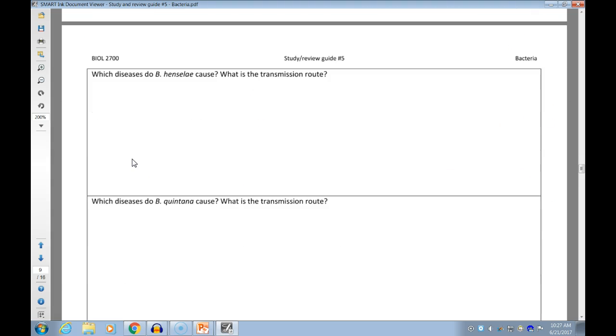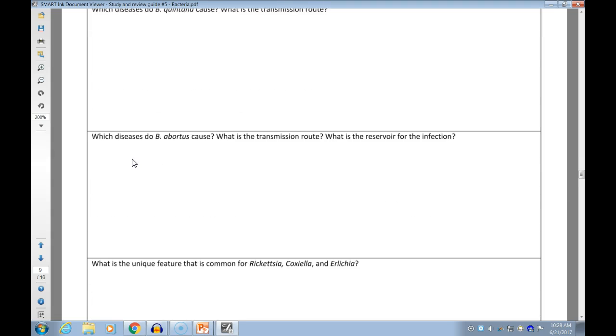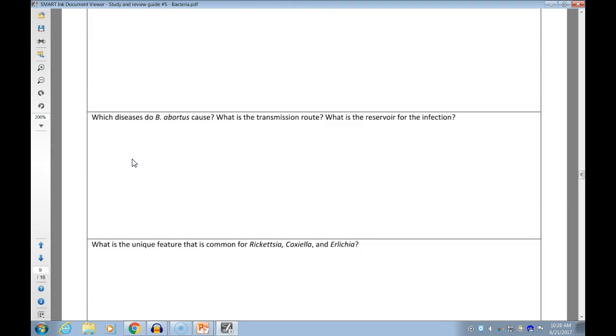Bartonella henselae, cat scratch fever. Transmission route, cats. Ticks also, cats. Bartonella quintana causes trench fever. Transmission is lice. Brucella abortus, brucellosis, from cattle, contact route. So these guys cause fairly non-specific fever.